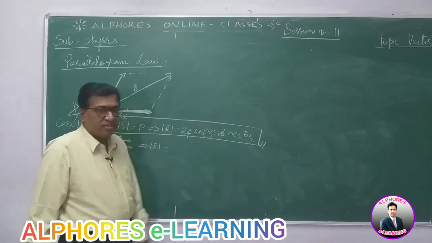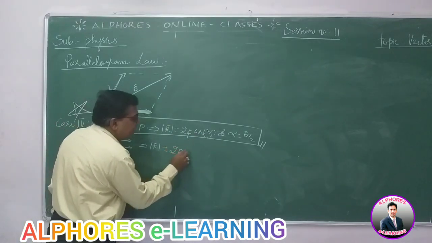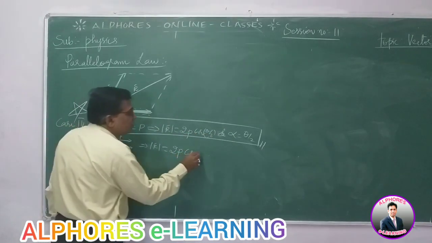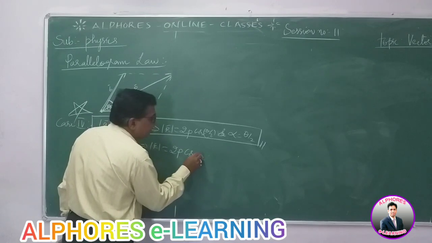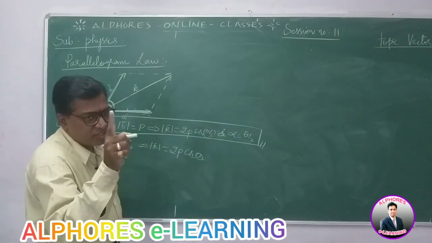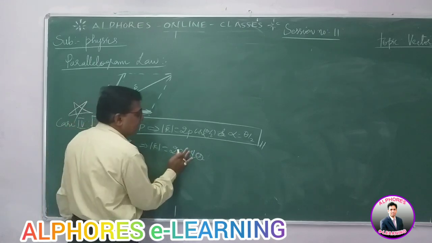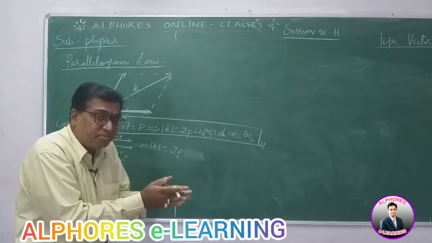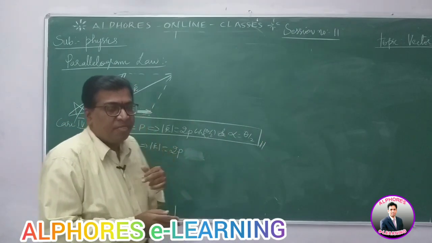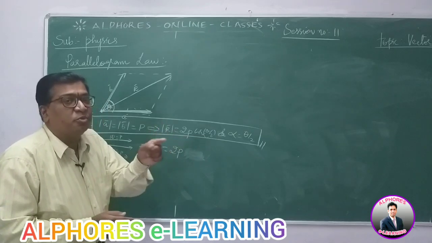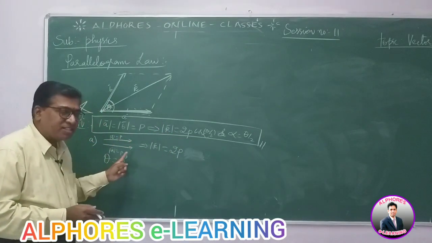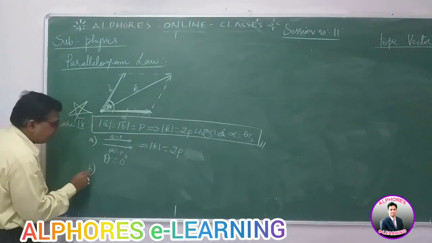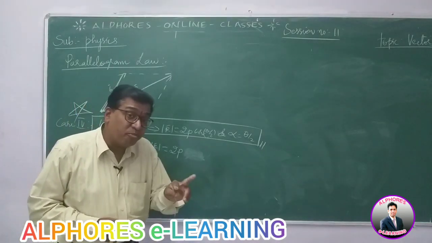Let me substitute 0 here. The resultant is 2P cos theta by 2. They are in the same direction, parallel, the angle is 0, so it's cos 0 by 2. According to trigonometry, cos 0 is 1. So the resultant is 2P. Two equal vectors in the same direction add up to twice the magnitude of each. So for two vectors in the same direction, mod R is 2P. Very important.